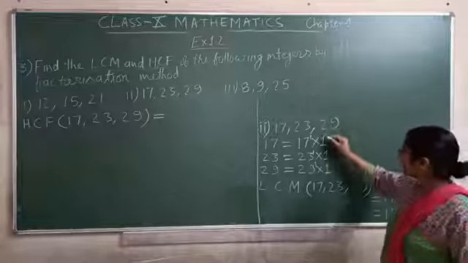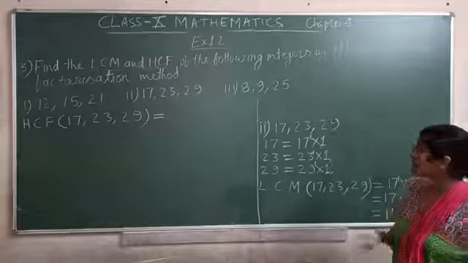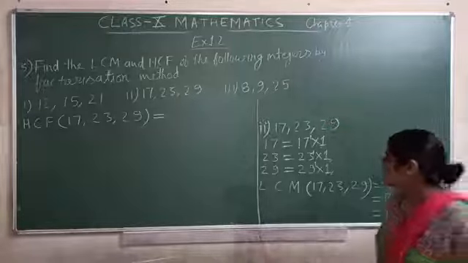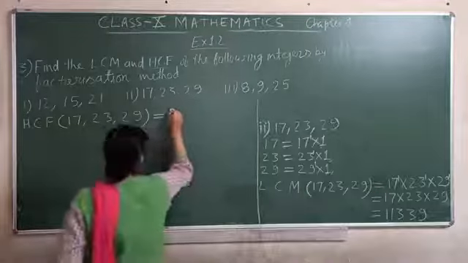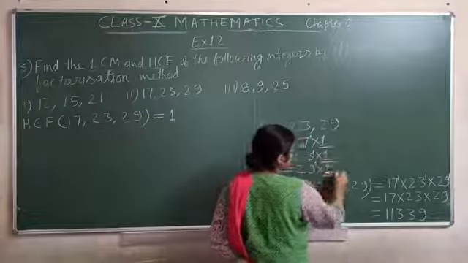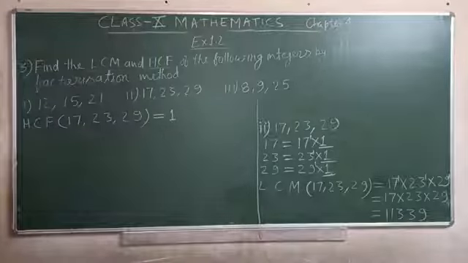Now what is common in this? 1 here, 1 here, 1 here. Only 1 is the common factor, and 1 with its least power. The power of 1 is 1 only. So what will be HCF? That will be 1. For HCF you have to choose the common factor with its least power. Here only 1 is common, so HCF of 17, 23 and 29 is 1. Okay, so like that you will solve the second question.